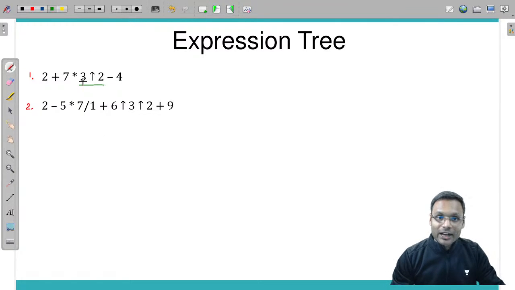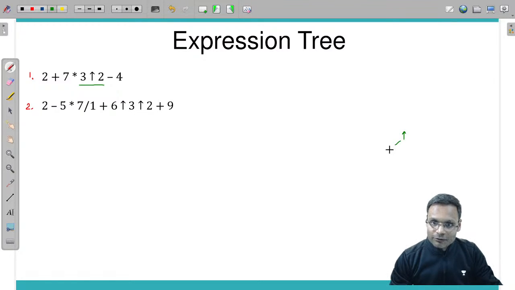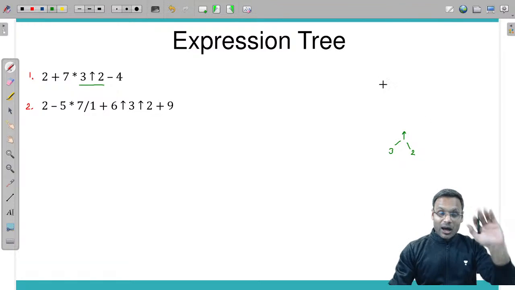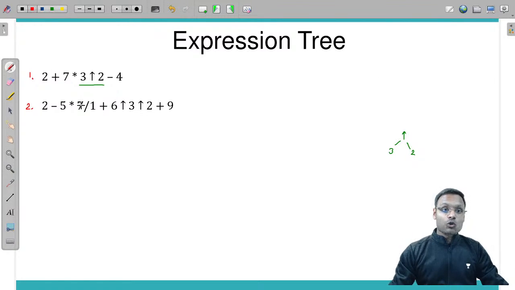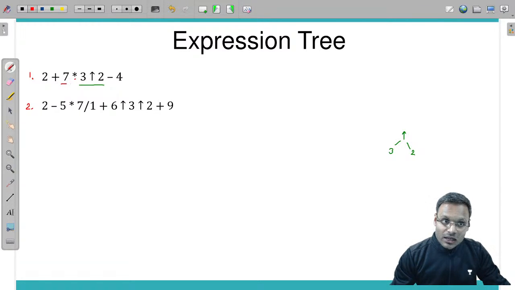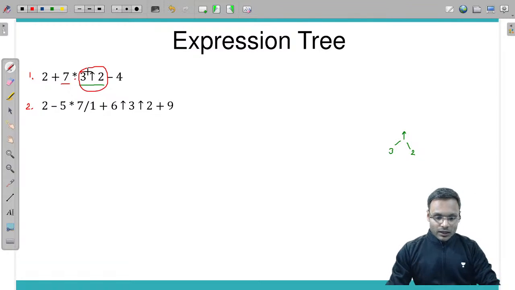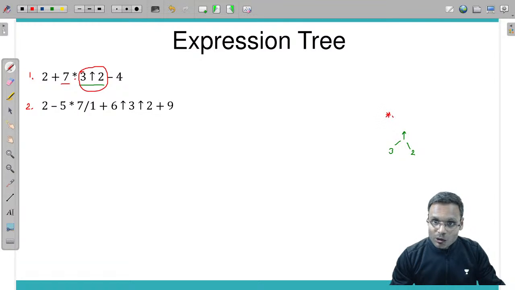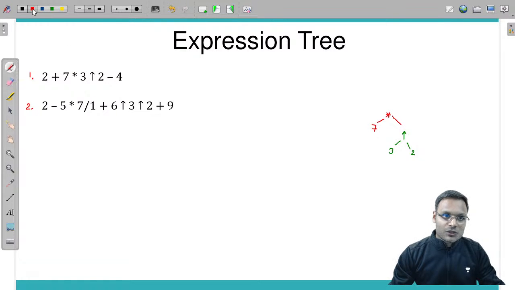Left operand 3, right operand 2. I will draw the tree this way. Here in this corner, for exponent, left operand is 3, right operand is 2. Now next I am going to solve multiplication. For this multiplication, left operand is 7, right operand is 3 exponent 2. So for the multiplication, right operand is this, left operand is 7. Done. So this much is done.